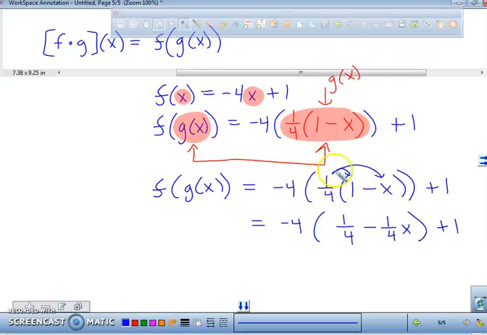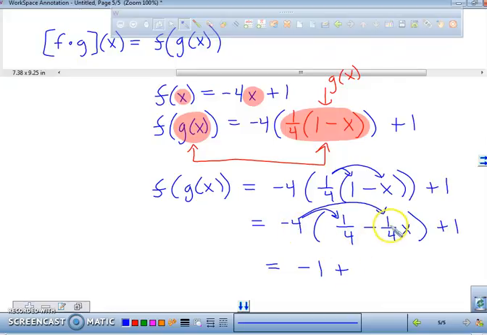So right now I've simply evaluated everything inside of this parentheses. That's all I've done. So far so good? Yeah. Now I'm going to take a negative 4 and multiply it to a 4, and then the negative 4 and multiply it to a negative 4. What is a negative 4 times a 1/4? That's a negative 1. A negative times a negative is going to be a positive.